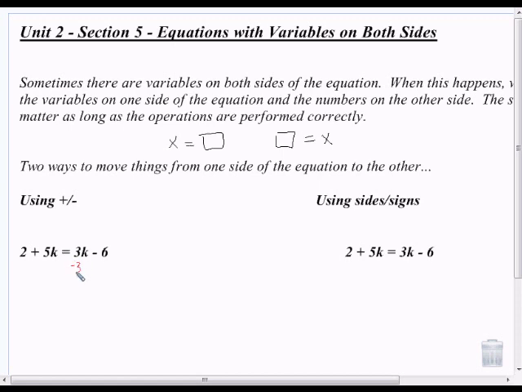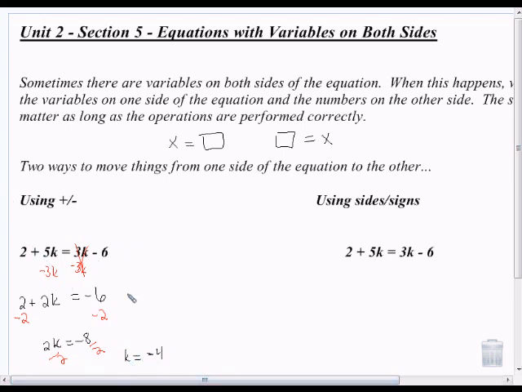first I'm going to move the variable. So I'm going to subtract it from both sides, because 3k minus 3k cancels out. And so I get 2 plus 2k, 5k minus 3k is 2k, equals negative 6. Then I'm going to take this 2 and I'm going to subtract it from both sides. And I get 2k equals negative 8. And then I'm going to go crooked and I'm going to divide by 2 to get k equals negative 4.